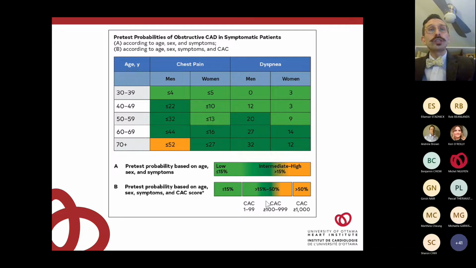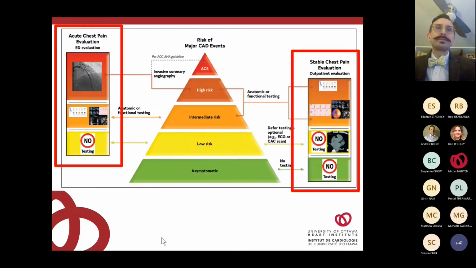The darker green and orange shaded regions denote the groups in which non-invasive testing is most beneficial, i.e. patients with a pretest probability greater than 15%. The light green shaded regions denote the groups with pretest probability less than 15%, where testing for diagnosis can be considered based on clinical judgment. If coronary artery calcium scoring is available, it can also be used to estimate the pretest probability, which you can see in the bottom bar there. The next thing to note is that they split patients into acute versus chronic chest pain.